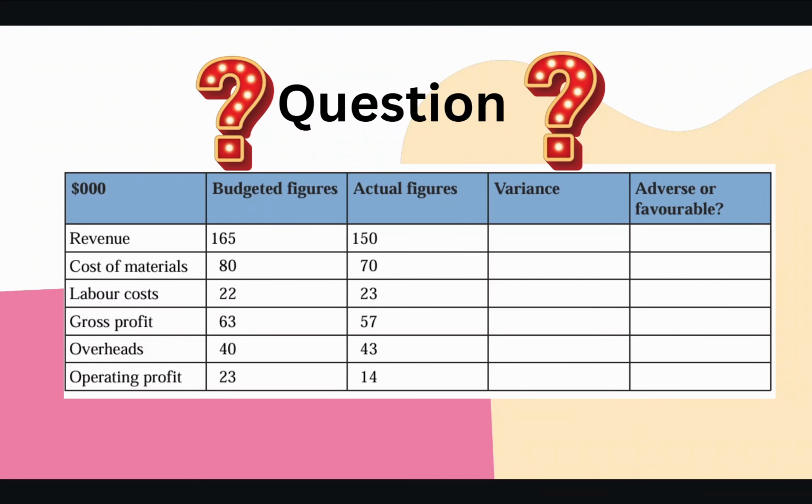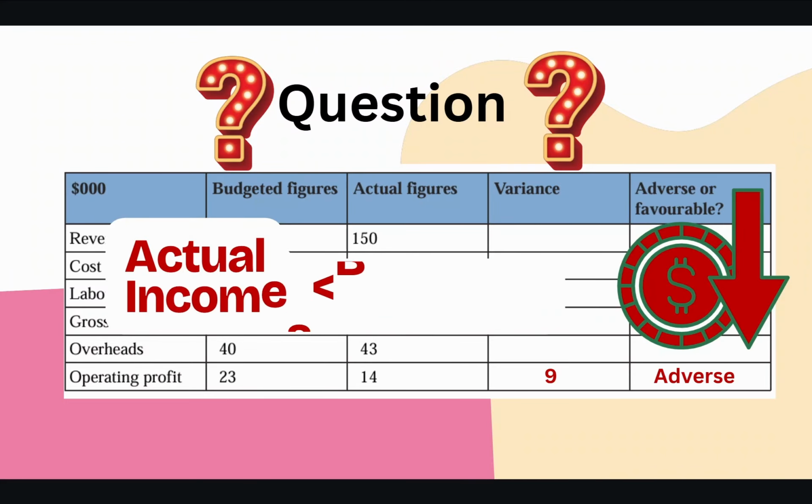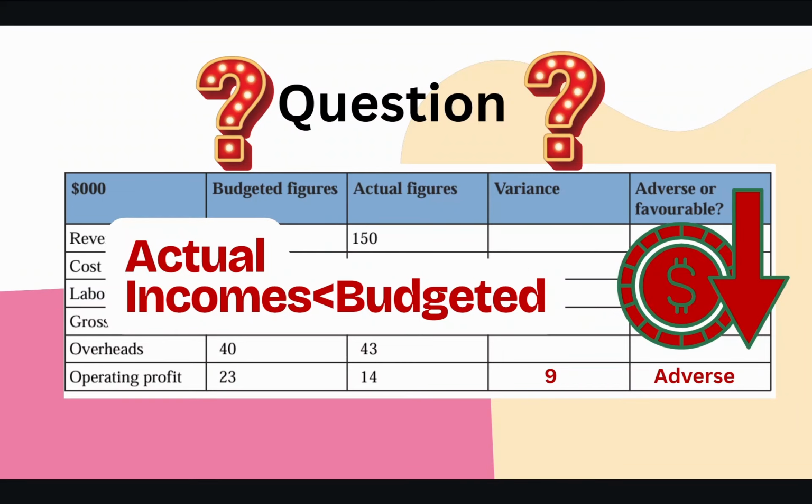Operating profit, 23,000 versus 14,000. The variance or the difference between the two is 9. And in this case, it's adverse because my actual incomes ended up being less than what I budgeted for.